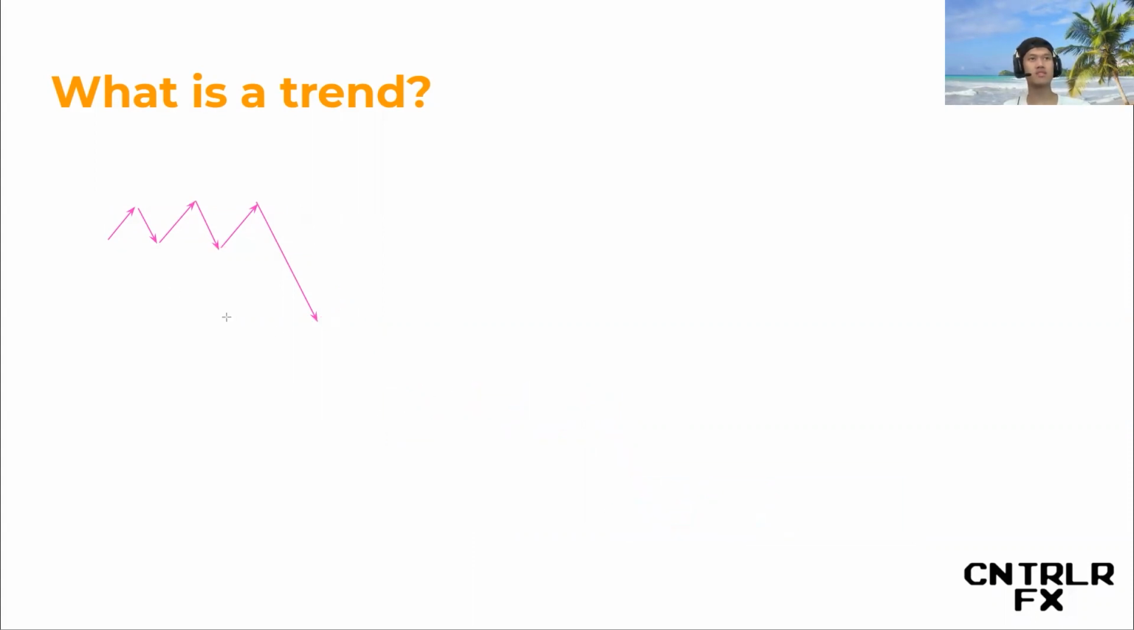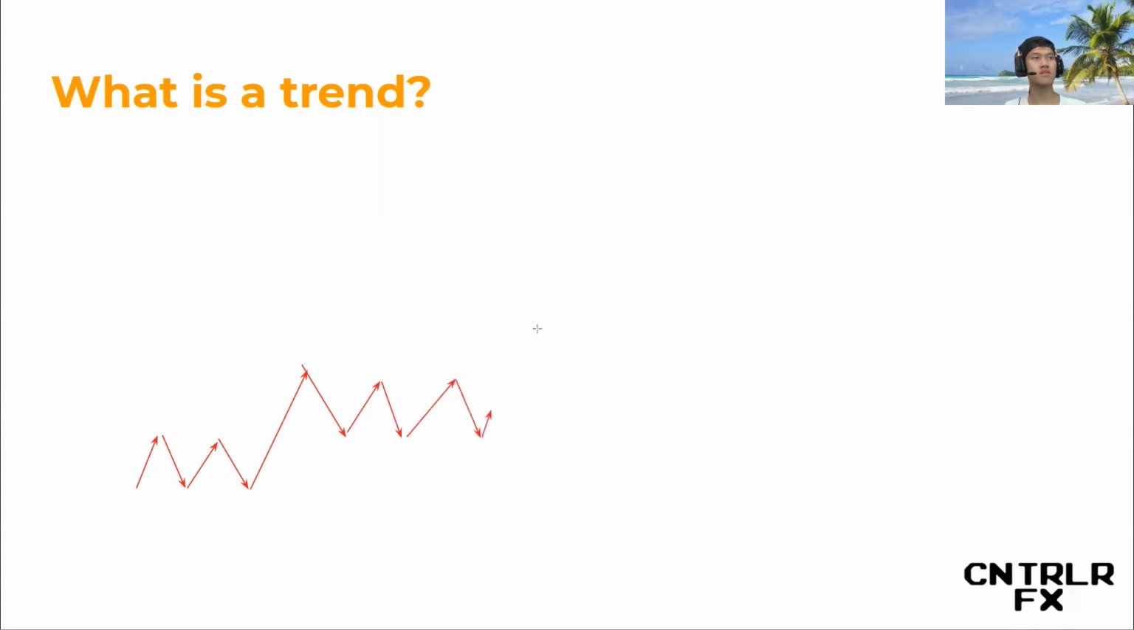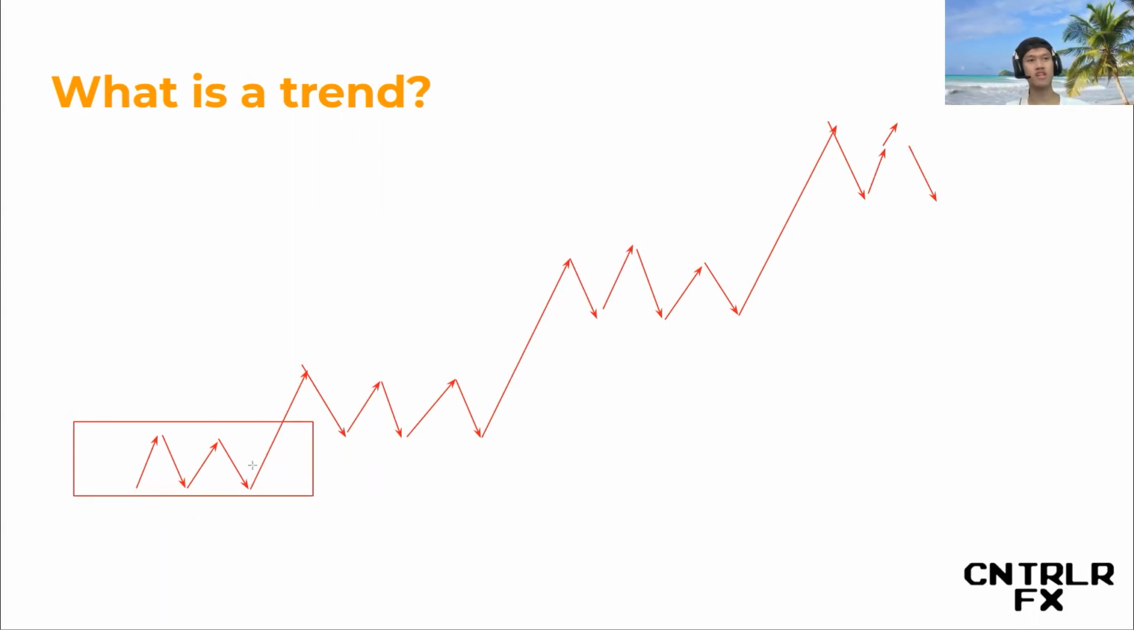An uptrend looks something like this. You have consolidation, breakout, consolidation, breakout, consolidation, breakout. So same thing as a downtrend, just reversed, right? Consolidation, breakout, consolidation, breakout, consolidation, breakout, consolidation.